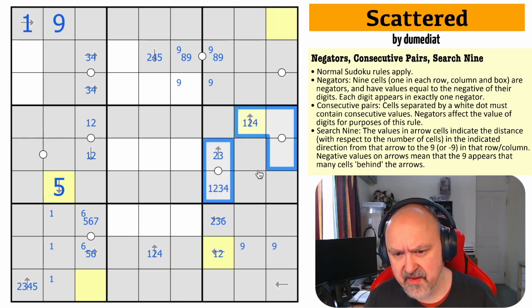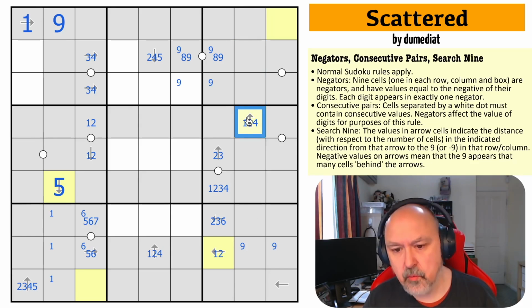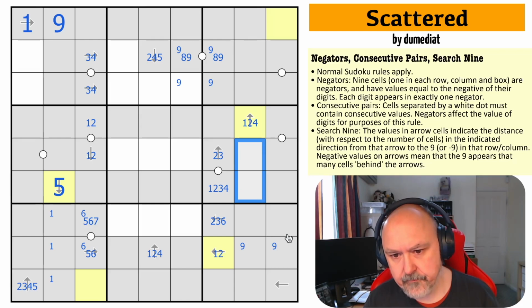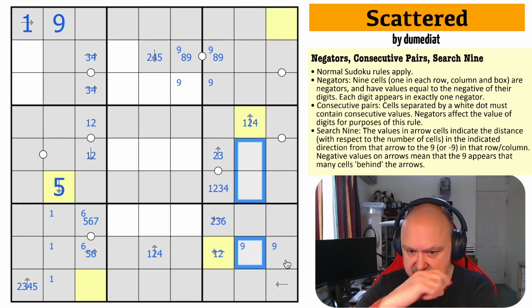This be 2, 3, and that be 1. No, this can't be 1. This can't be 1 or 2. Because 1 or 2 would put a 9 in one of those, and I can't put a 9 in one of those. No, that's wrong. 1 or 2 puts a 9 in one of those. This is a negator. The 9 is down in one of those. Got to remember that this is a negator and it's looking backwards.